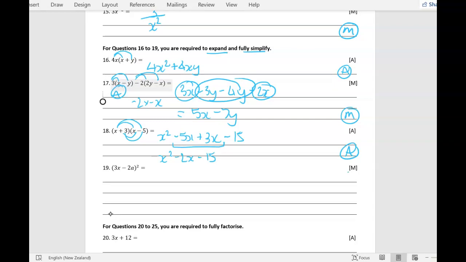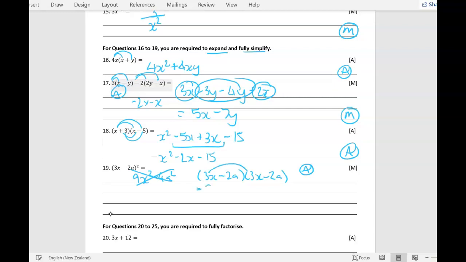And the last merit question, a bit trickier. A lot of us thought this was 9x squared minus 4a squared, but definitely wrong. The trick with this here is a double bracket. And I gave you an achieved mark if you identified that there was a double bracket. We then go ahead and expand.